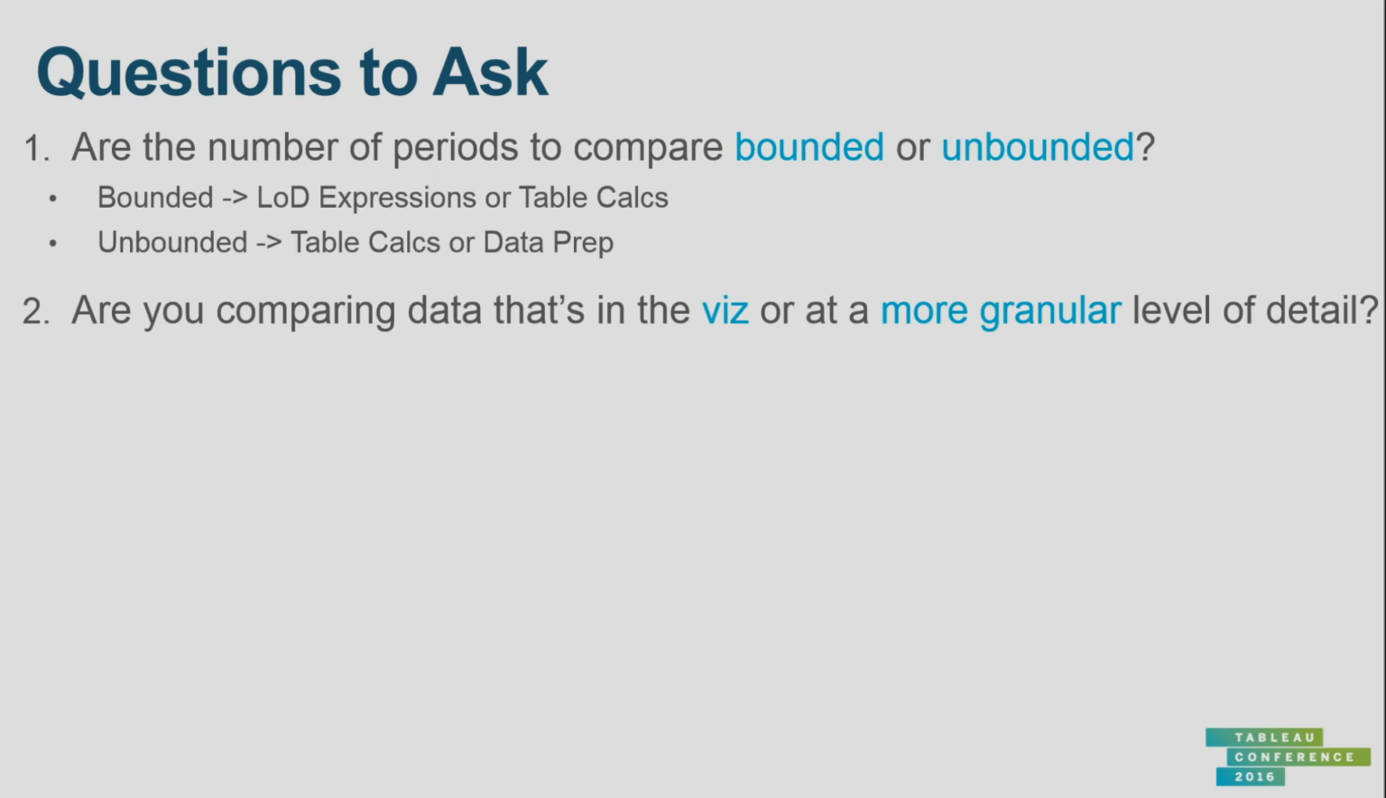The next thing is we want to look at the level of detail of the viz. So are we comparing data that's actually inside the viz? For example, when we looked at the churn rate, we were looking at data that's in the viz. Or are we looking at data that's at a more granular level of detail? So for example, the inter-purchase frequency of customers, that's at a much more granular level of detail than the viz. So if it's in the viz, use table calcs. They're easy. That's what they're designed for. If it's at a lower level of detail, then you want to think about using either LOD expressions, if you can, or data prep, if you can't use LODs. So you'll see here that if you end up with a situation where you're trying to compare an unbounded number of periods of time at a lower level of detail than your visualization, that kind of corners you into doing data prep.